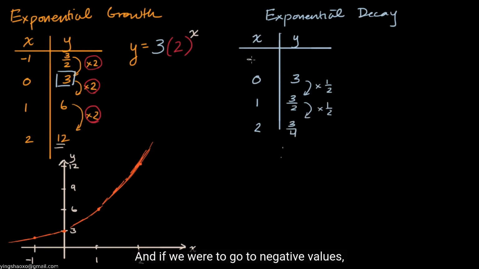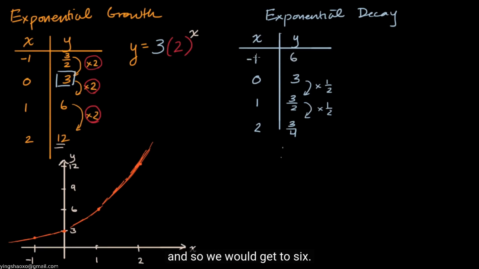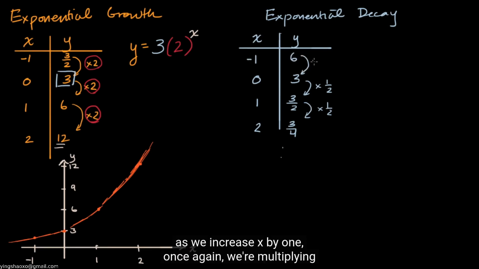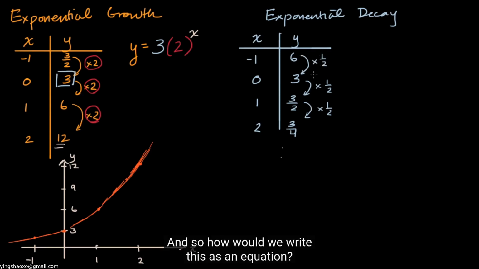And if we were to go to negative values, when x is equal to -1, well, if we're going backwards in x by 1, we would divide by 1/2, and so we would get to 6. Or going from -1 to 0, as we increase x by 1, once again, we're multiplying by 1/2. And so how would we write this as an equation?